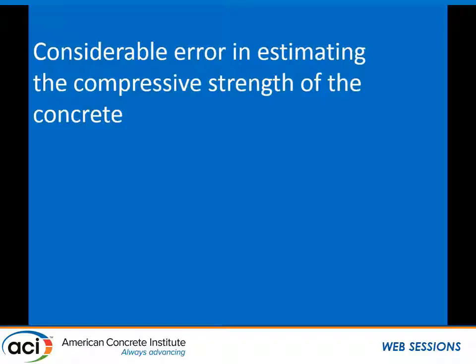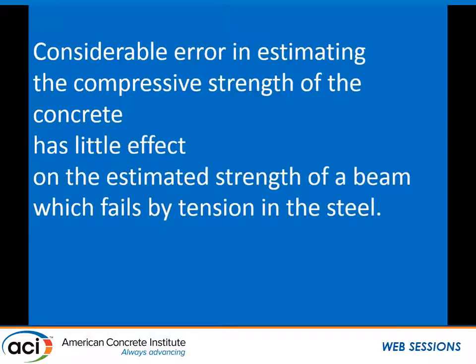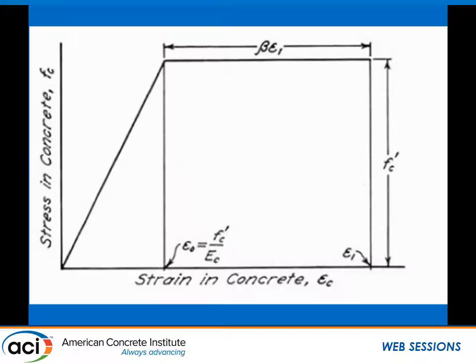But what he said was quite important. He said that considerable error, whatever he meant by considerable, it's like significant, you never know what it means, considerable error in estimating the compressive strength of the concrete has little effect on the estimated strength of a beam which fails by tension in the steel. I mean, that was very wise, but he still put things together mathematically, and that's why he was not worried about defining concrete as being elastic plastic.